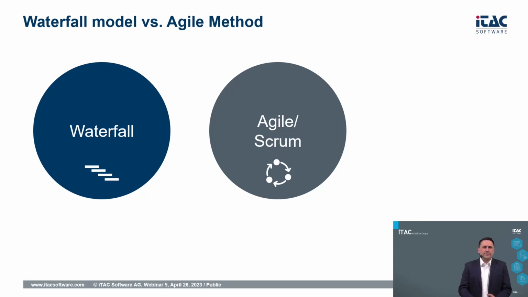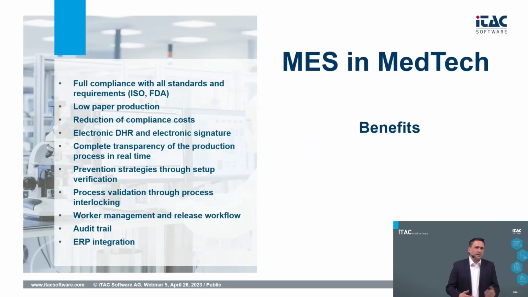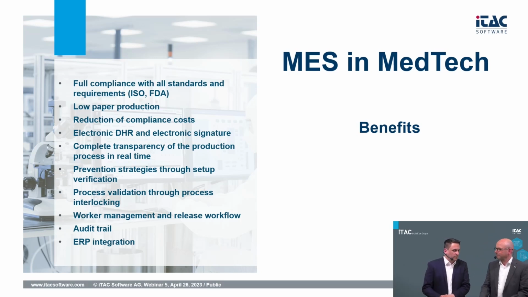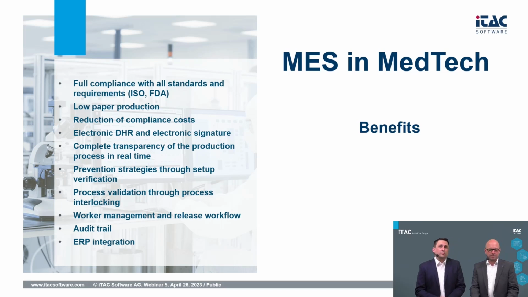Good. So when we come to the advantages and disadvantages of the system, we already summarize the benefits of everything that we have shown so far. As you have seen, we can ensure full compliance with all the standards and requirements from ISO and FDA and so on. We have paperless or low-paper production as well. What else do we have? What was also maybe not shown so well in the demonstration is the device history record in the background.